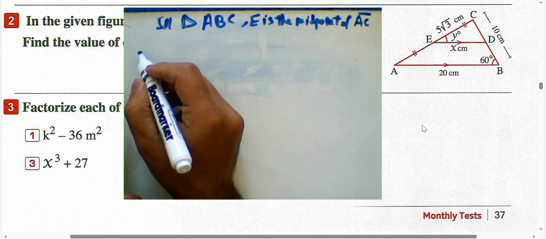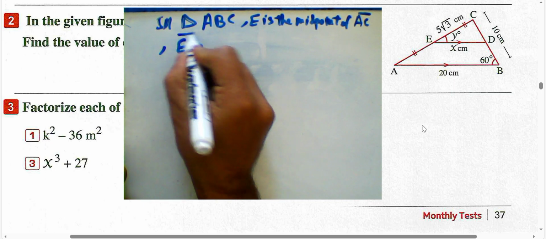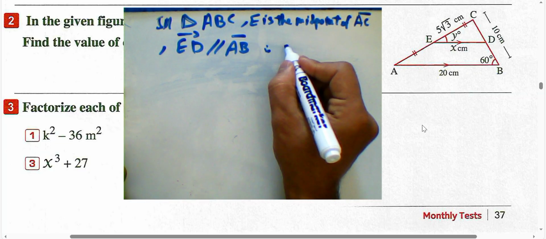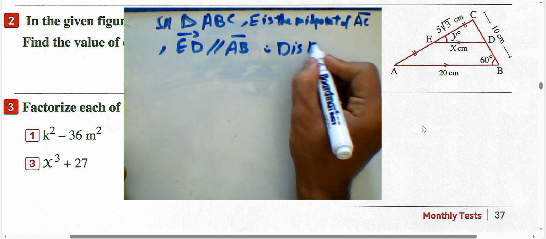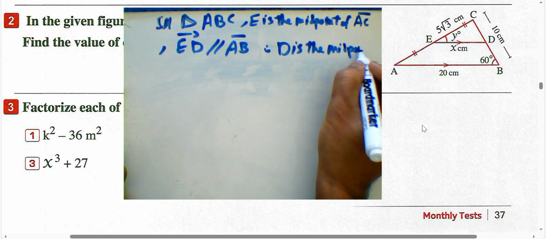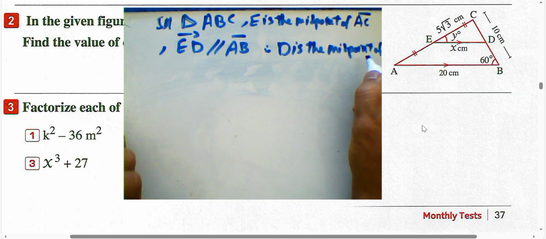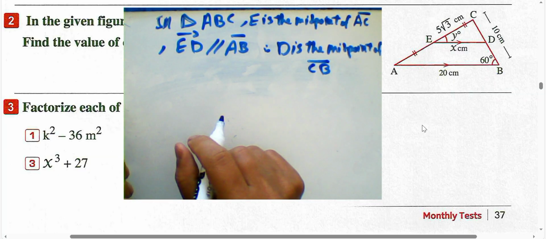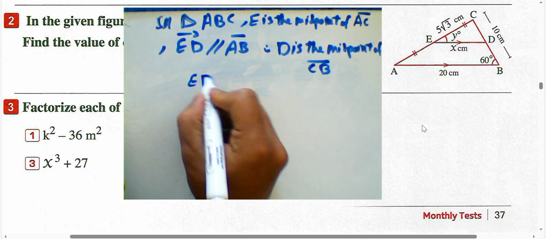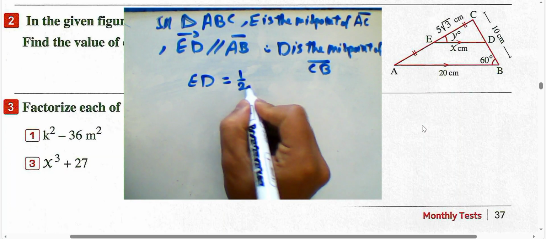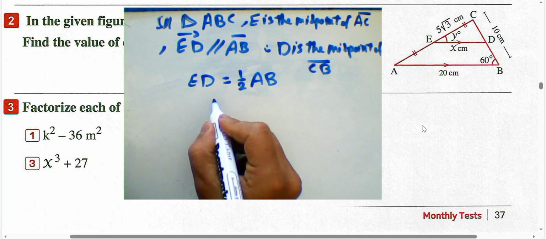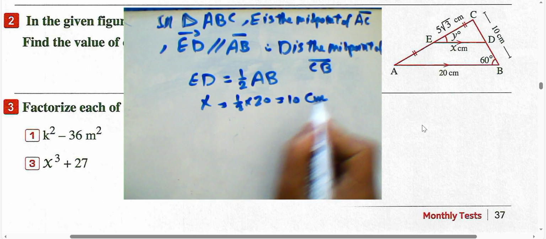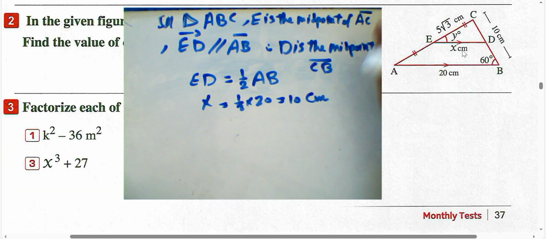Okay, understood? And also ED, the AD parallel to line segment AP. Then we can prove that D is the midpoint of CP, and also AD will be half of AP. So X will be half of 20, equal 10 centimeter. The length of X here will be 10 centimeter.